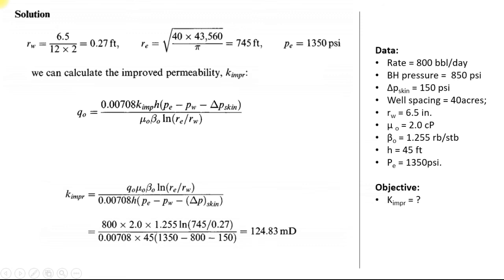Then we have the height. Previously I mistakenly said that this is the height of the well, but it is basically the height of our formation, which is 45 feet. So we put it here. And then these three factors: the reservoir pressure, the well bottom hole pressure, and the pressure due to skin. We simply put them here and solve, and we get this answer: 124.83 millidarcy. So this is the improved permeability. That's it.